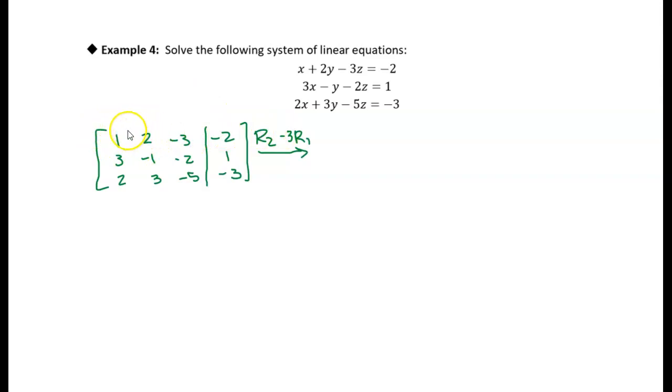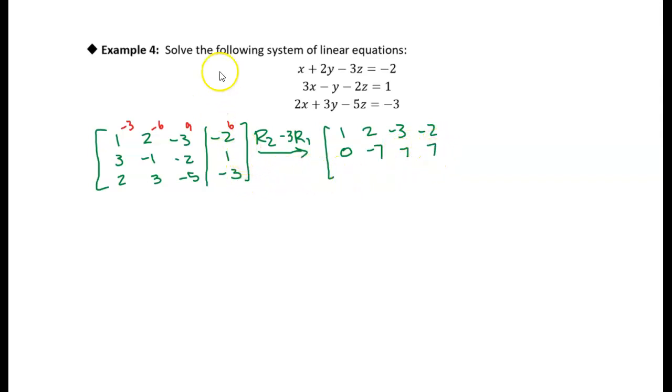I'm going to make little notes to myself. So this is minus 3. This is minus 6. This becomes a positive 9, and this becomes a positive 6. All right, so let's see what happens. I'm not going to touch row 1. I'm just going to leave it as it is. 1, 2, negative 3, negative 2. And then I'm going to add 3 times row 1, or negative 3 times row 1. So this becomes 0. This becomes minus 7. This becomes 7. And this becomes 7.